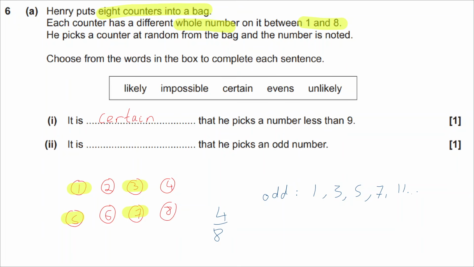And 4 over 8, if you simplify down the fraction by dividing it by 2, sorry, dividing it by 4, we can divide by 4 and divide by 4, you get 1 over 2. So that is a half chance, which is evens. So you can put evens into this one here, and that is your answer.